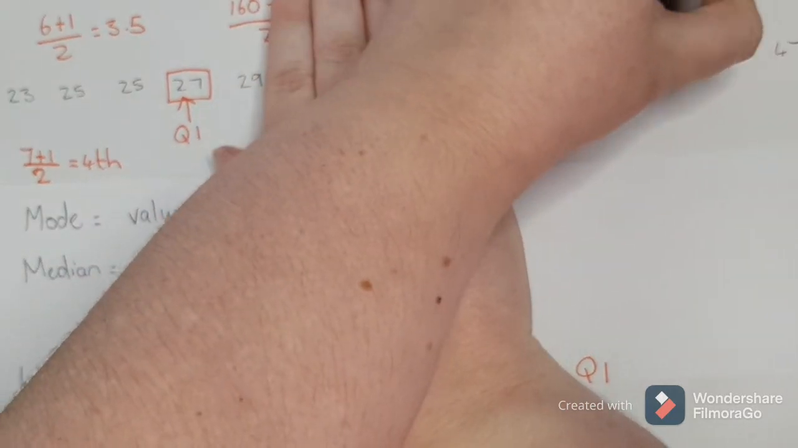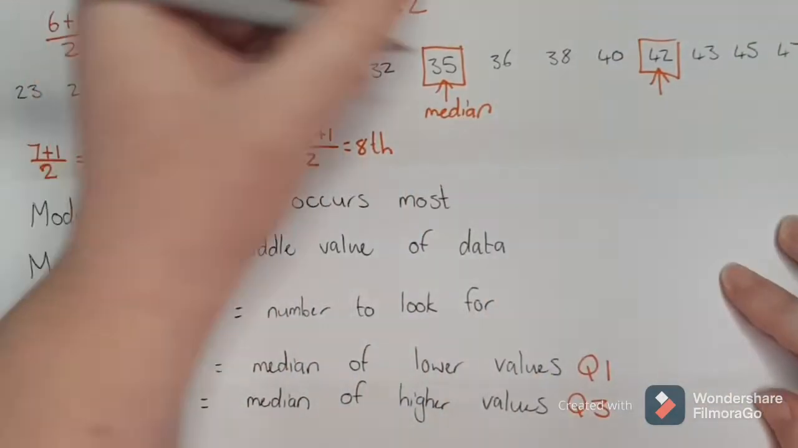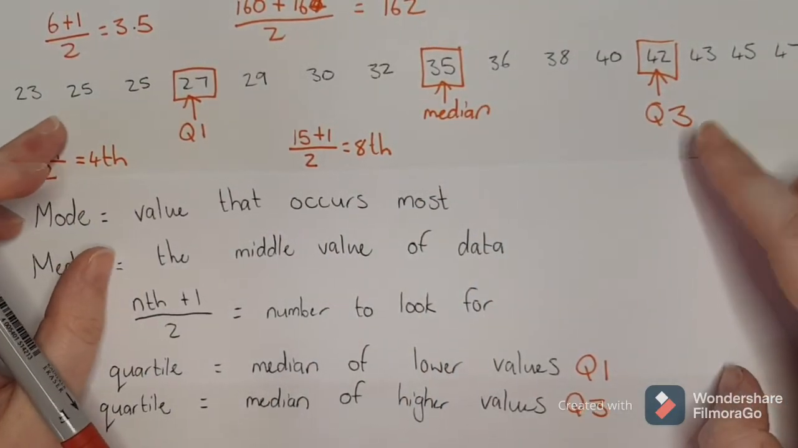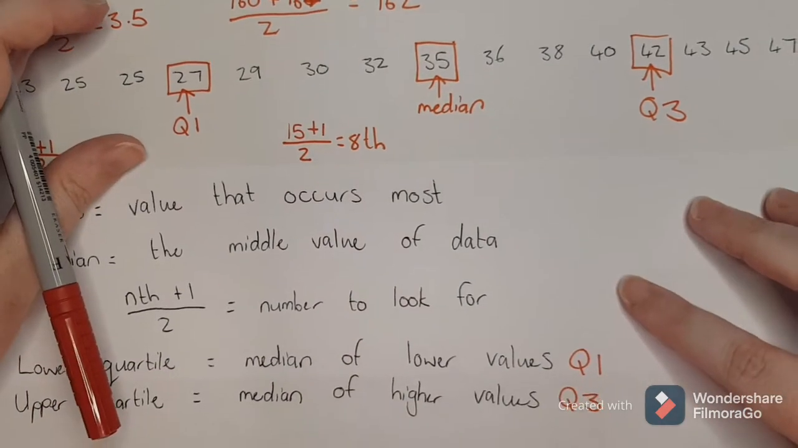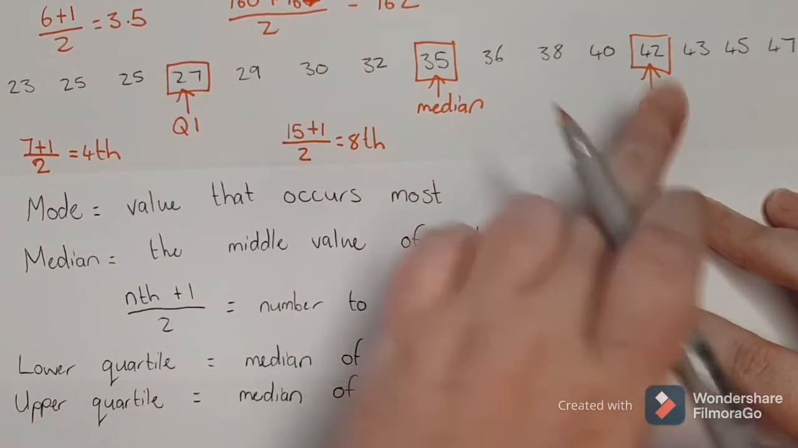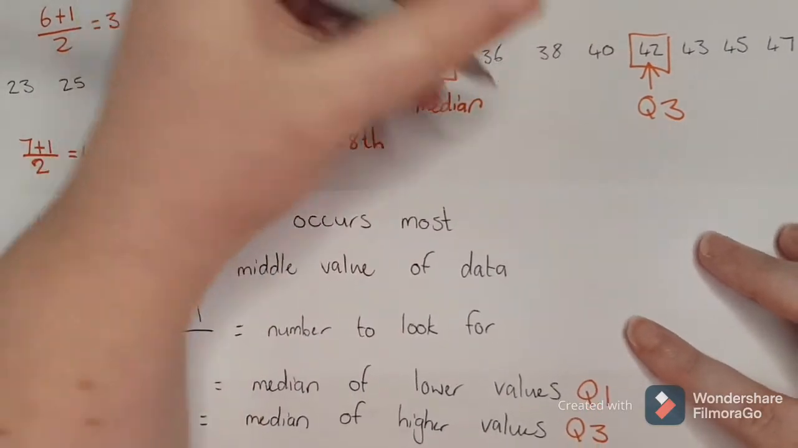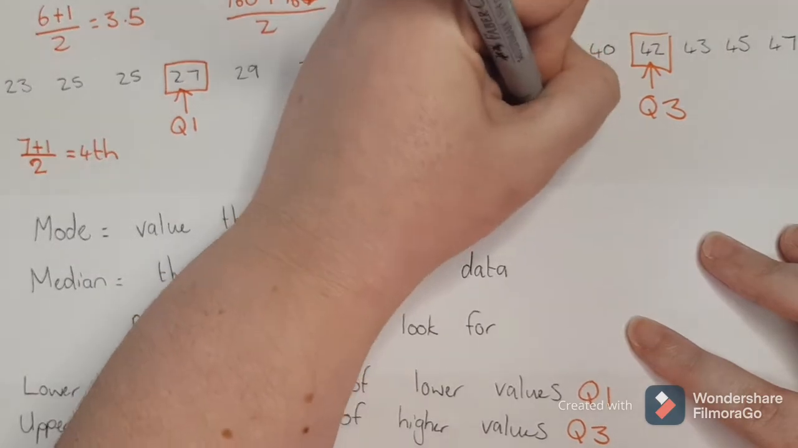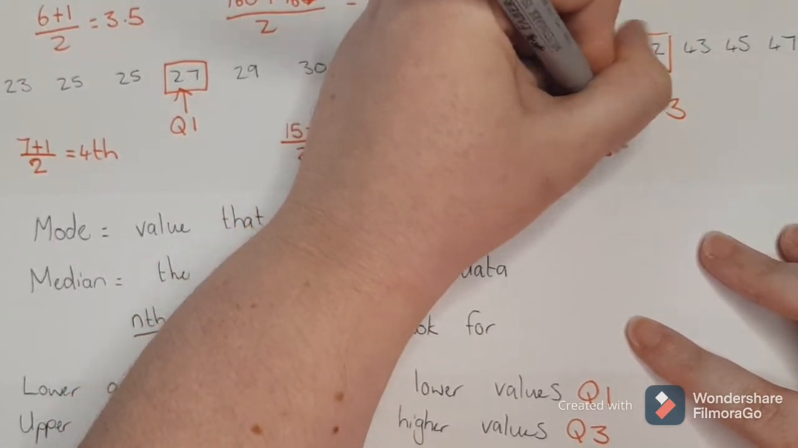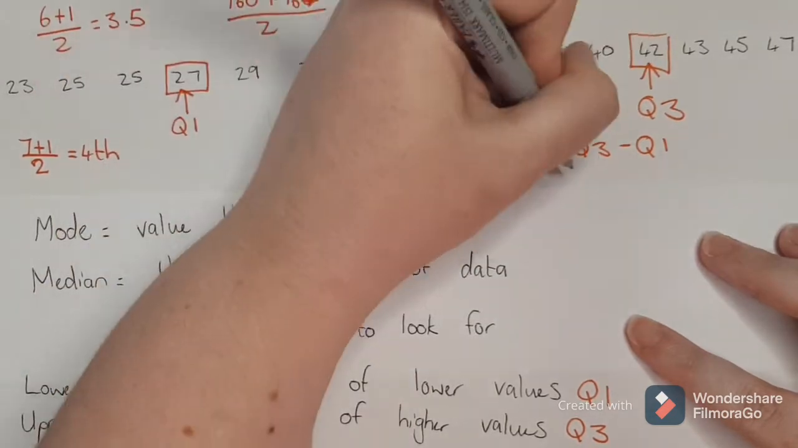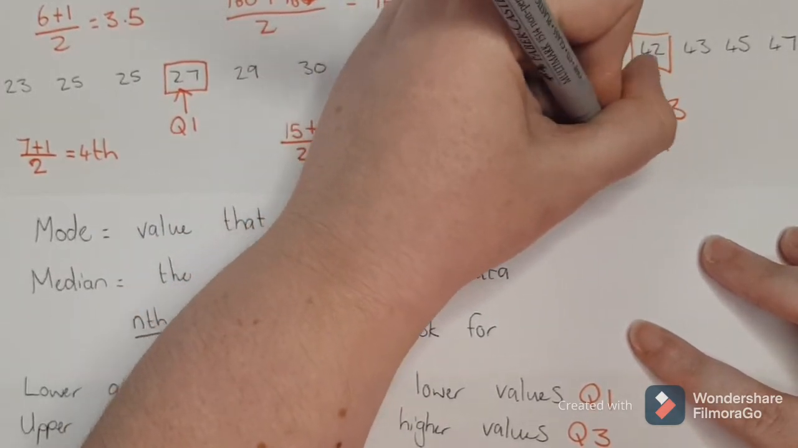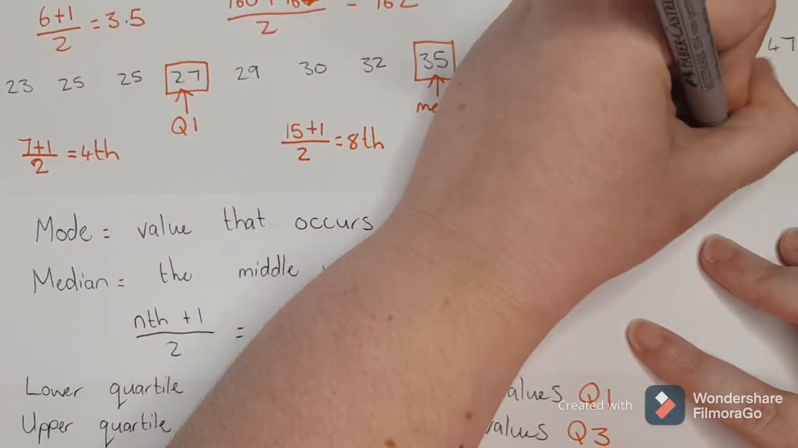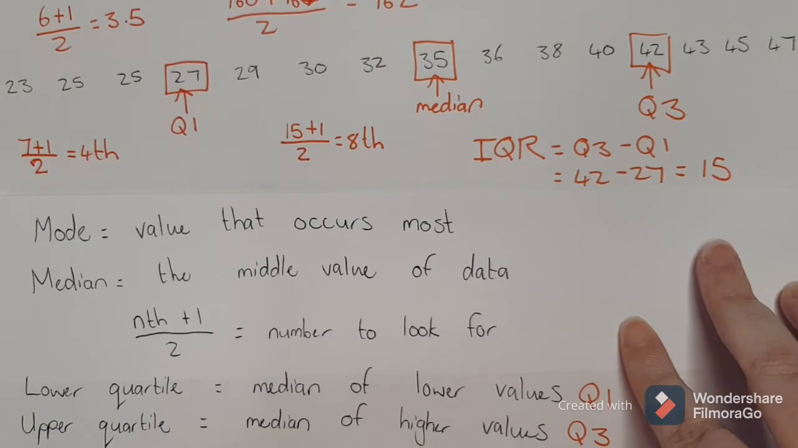So this value over here is going to be my Q3, or my upper quartile. And now if I want to find the interquartile range, all I need to do is take this one minus this one. So my interquartile range, which I abbreviate as IQR, is going to be the Q3 minus the Q1, which equals 42 minus 27, which is going to give me an answer of 15 for the interquartile range.